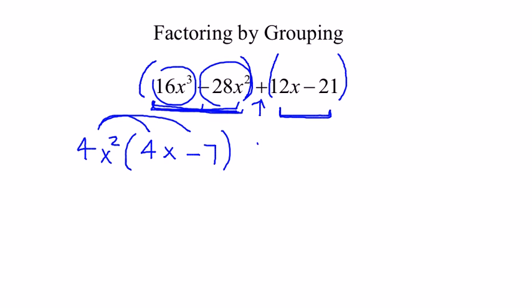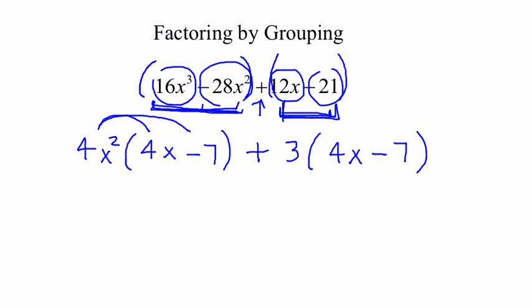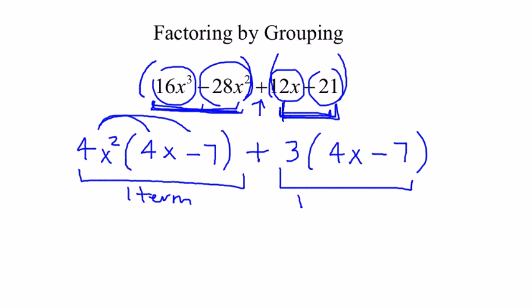Okay, so now we bring down our plus sign, and we do the same thing with this set of parentheses. So we're going to go ahead and take out the greatest common factor here, which is a 3. And of course, we're going to write down the leftovers in the parentheses. So we've got 3 times 4x will give us 12x. 3 times negative 7 would give us the negative 21. So now notice, we now have one term here, and then we also have another term here.